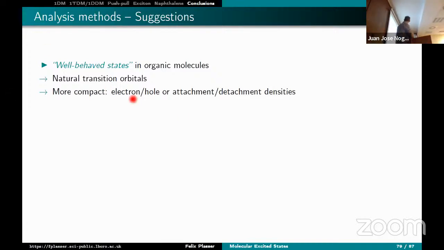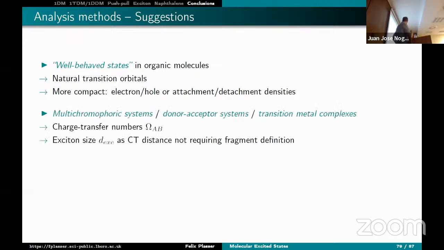You could use the electron-hole or attachment-detachment densities. For multi-chromophoric systems, we can use the charge transfer numbers. That's what we talked about in these push-pull systems and in these conjugated polymers, where we press a button and then you see what local excited and charge transfer contributions are there. Is the exciton correlated? Use the exciton size as a quantitative descriptor.